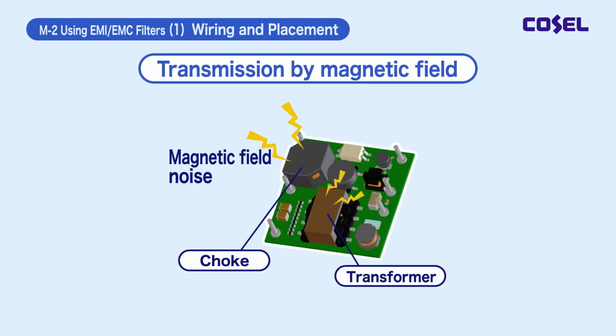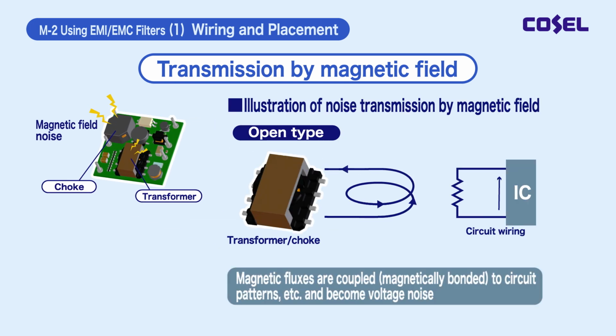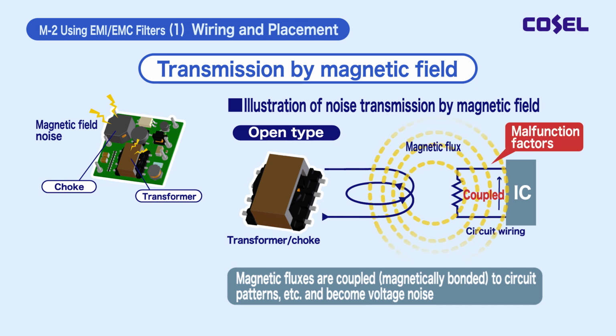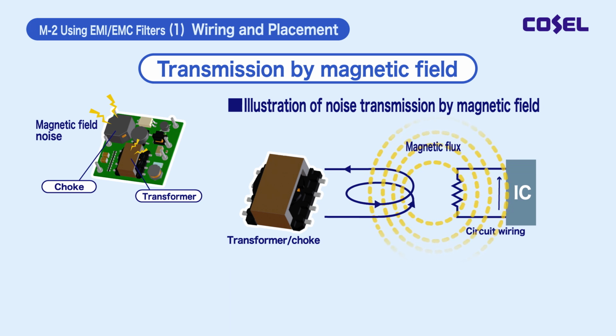Magnetic field noise is mainly generated from transformers and chokes, and a magnetic field that is synchronized with the switching frequency is generated. This magnetic field may affect ICs and other devices directly magnetically, or the magnetic field noise generated by electromagnetic induction may affect ICs and other devices as motorized noise. In the case of an open-type power supply, the magnetic flux generated by the transformer and choke may become motorized noise when linked to the peripheral circuits.